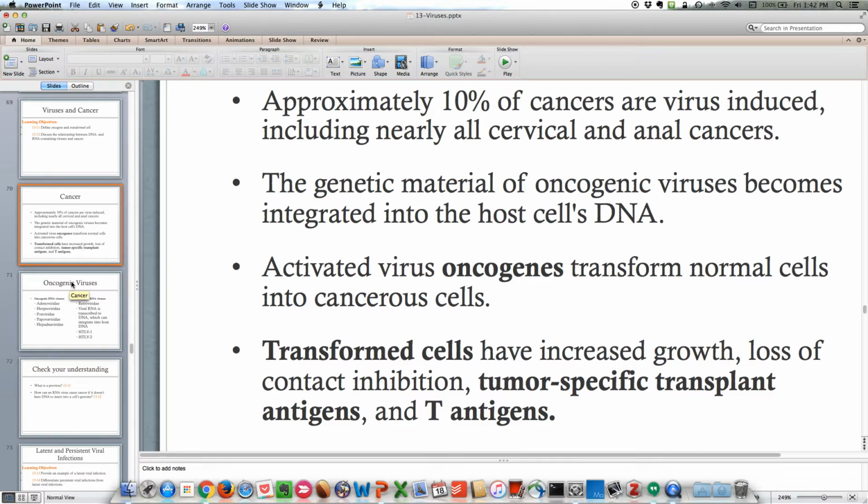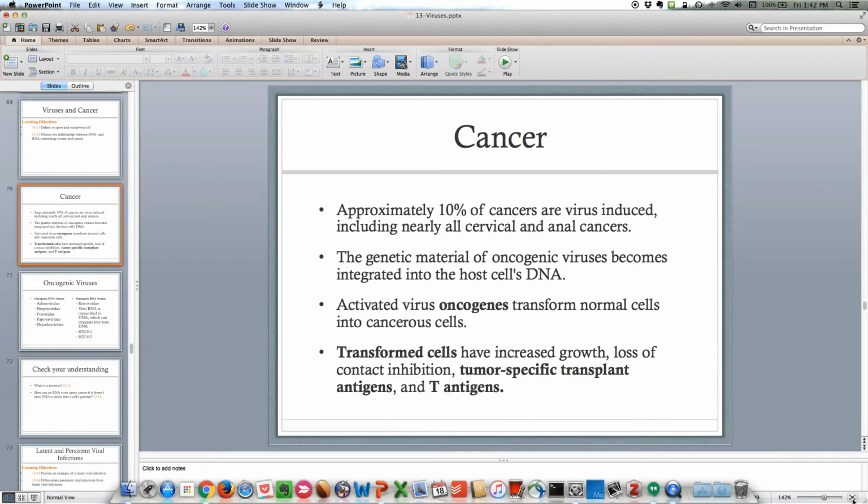Now, your book also has an interesting section on cancer and viruses, and so I'd like to spend a few moments talking about that. So it turns out that about 10% of all cancers are induced by virus infections, and this includes nearly all cervical and anal cancers. And so the way that viruses can induce cancer is by integrating their viral genes into the host cell DNA, very similar to what we just discussed with the retroviruses.